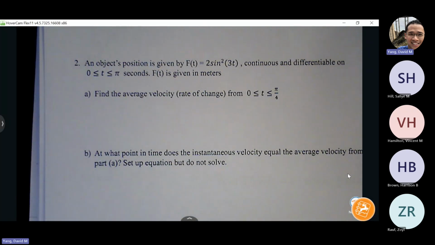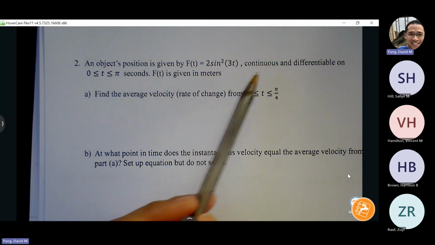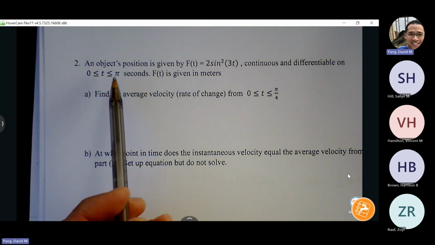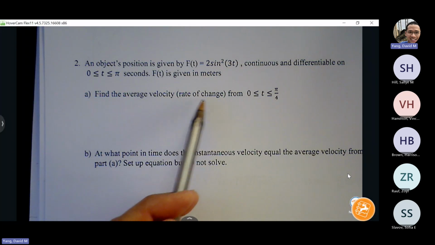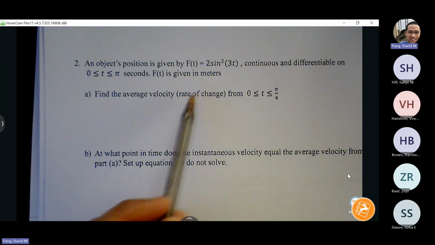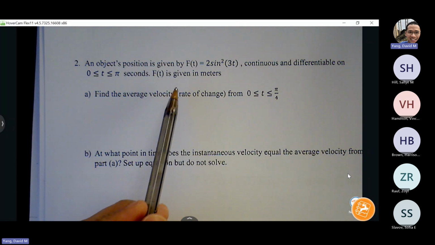Number two says an object's position is given by f of t equals 2 sine squared 3t, continuous and differentiable between 0 and pi seconds. F of t is given in meters. Find the average velocity, or in other words, average rate of change, from 0 to pi over 4. Average rate of change, average velocity, has no calculus involved. You're just finding ordered pairs and finding slope, and that's it.